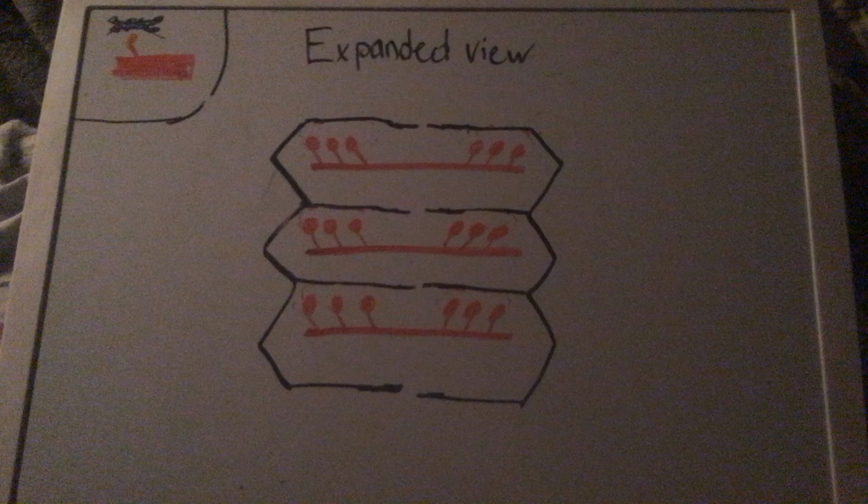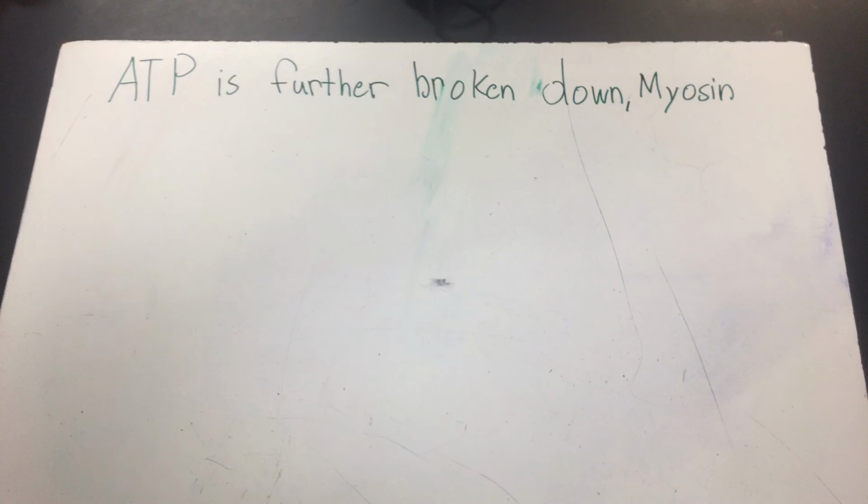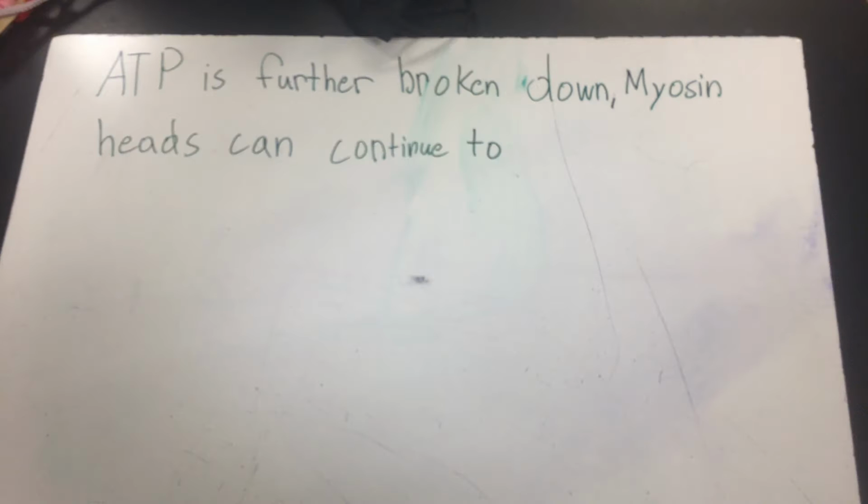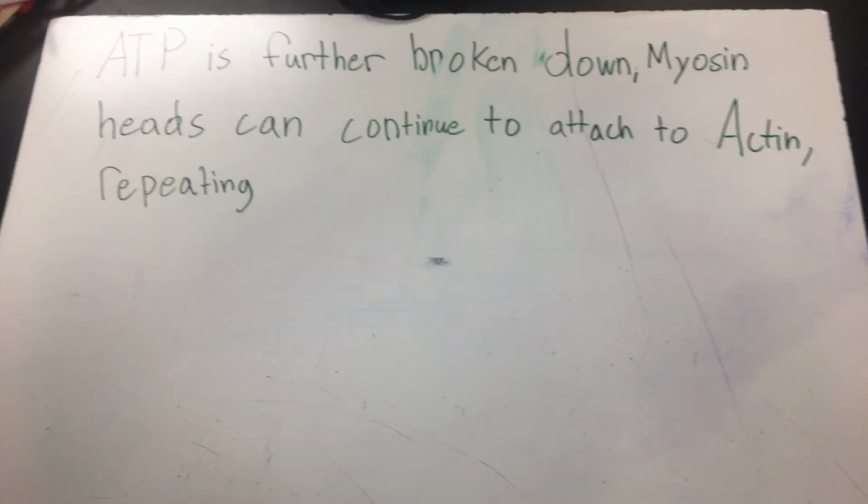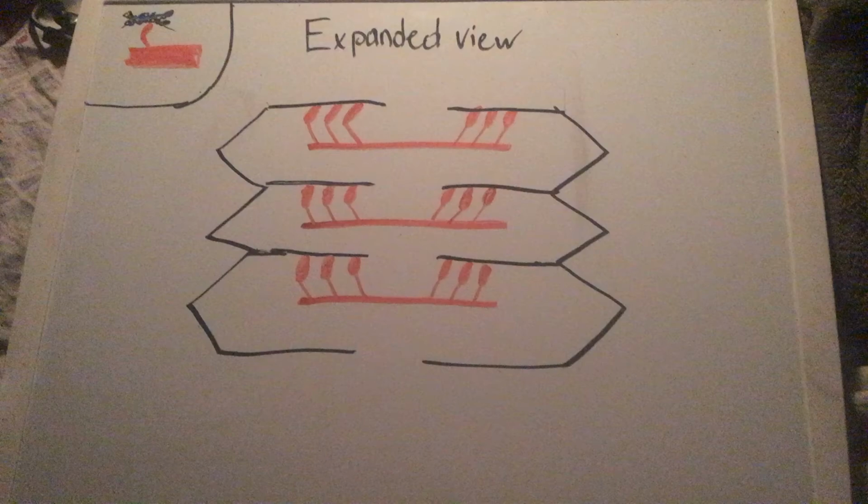The myosin heads let go of the actin and return to their original position. ATP within the muscle contraction process is further broken down, allowing myosin heads to continue to attach to actin, which repeats the power stroke. The myosin heads let go of the actin and finally return to their original positions.